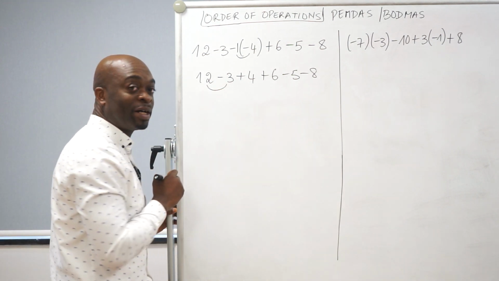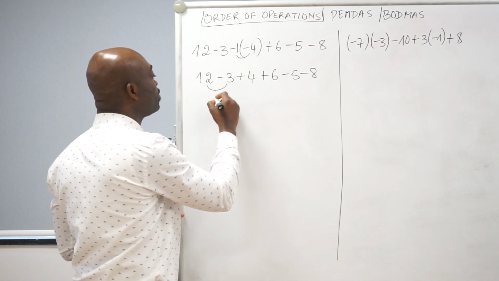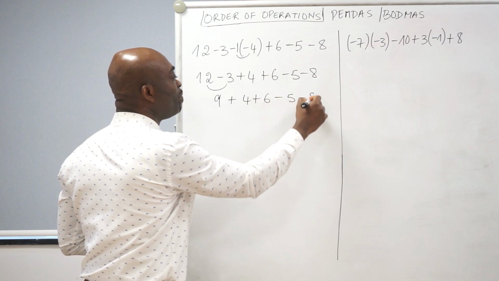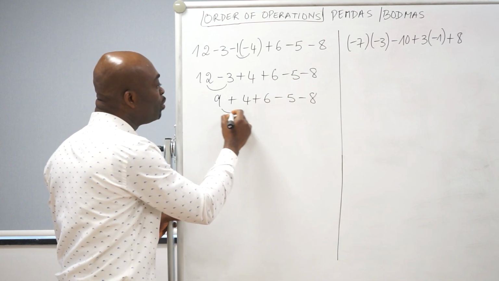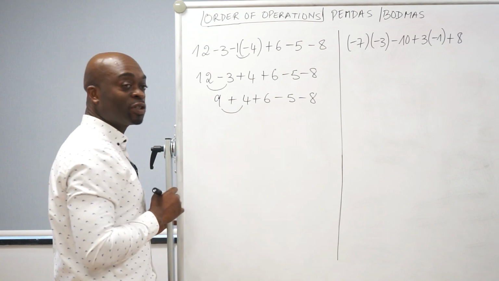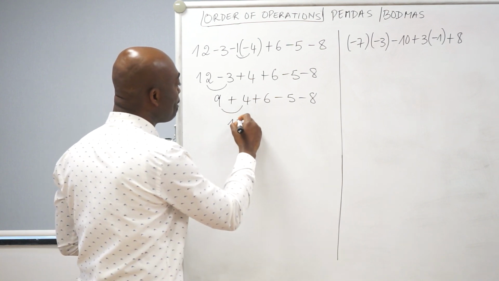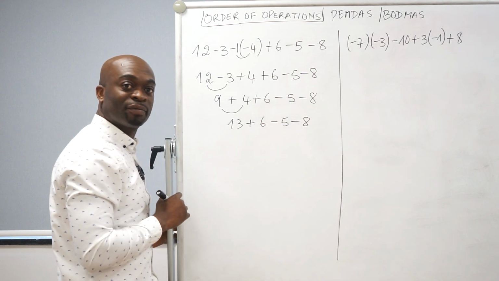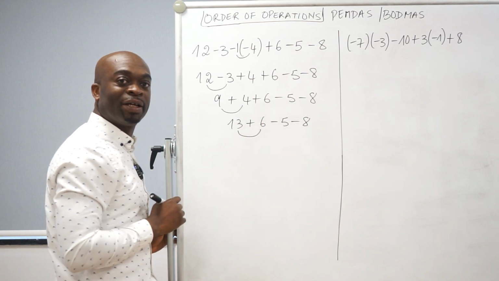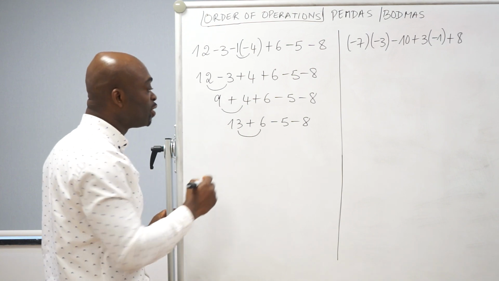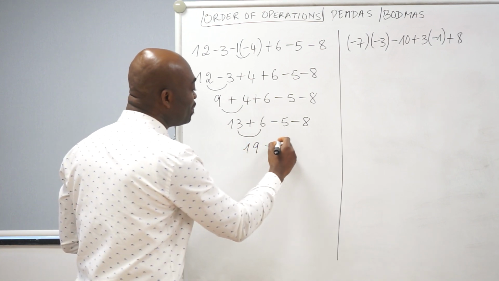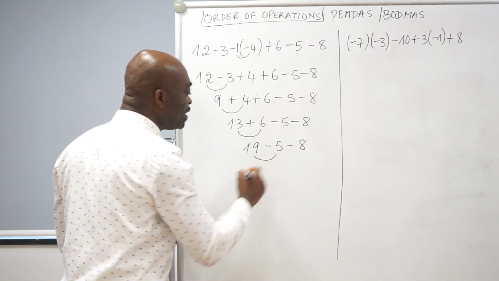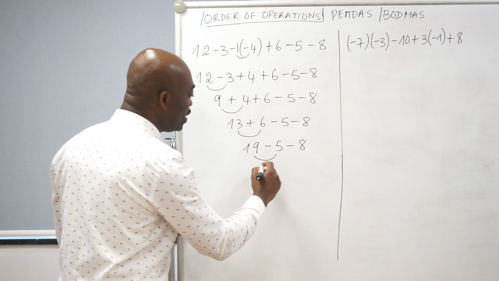So we have 12 minus 3 is going to give us what? 9, correct? Bring down the 9 plus 4 plus 6 minus 5 minus 8. All right, again, we're going from the left to the right. So 9 plus 4 is going to give us 13. 13 plus 6 minus 5 minus 8. All right? And then I'm coming down again over here. So 13 plus 6 is going to give us what? 19. 19 minus 5 minus 8. Then 19 minus 5 is going to give you what? It's going to give me 14.